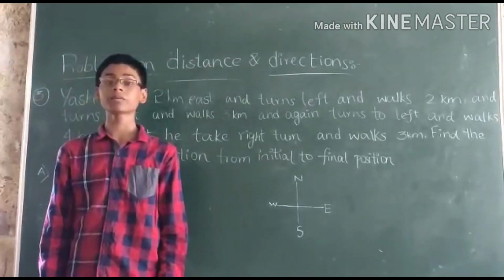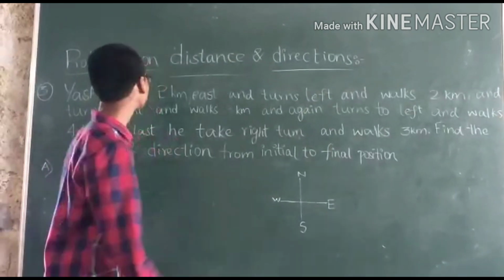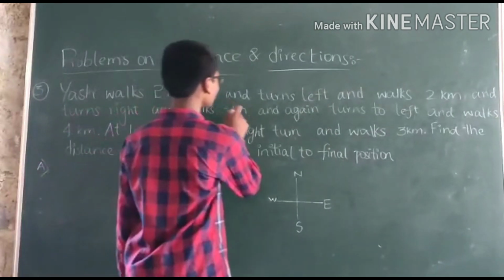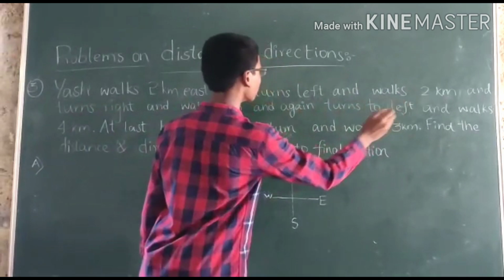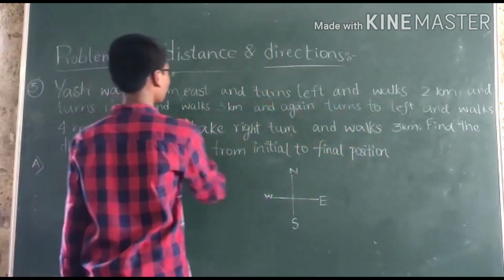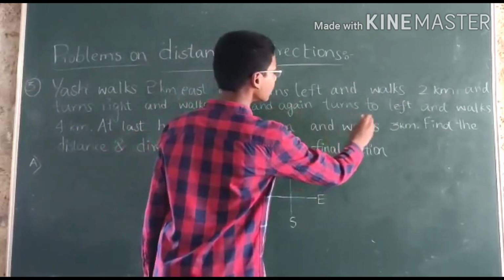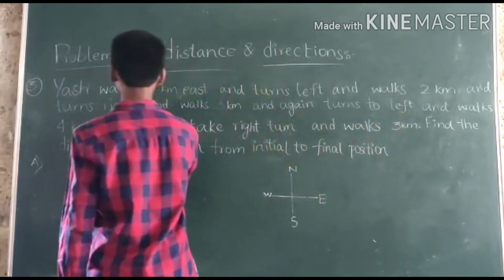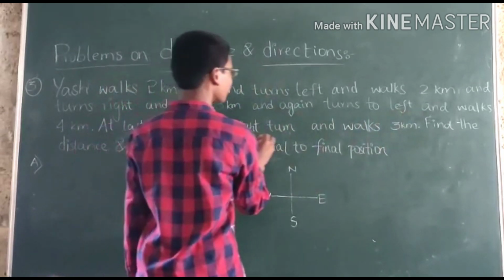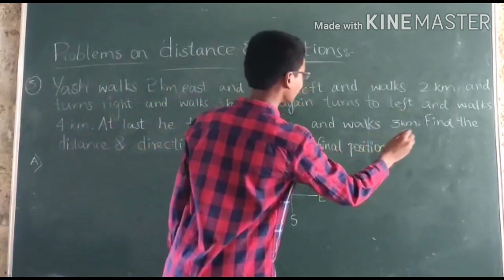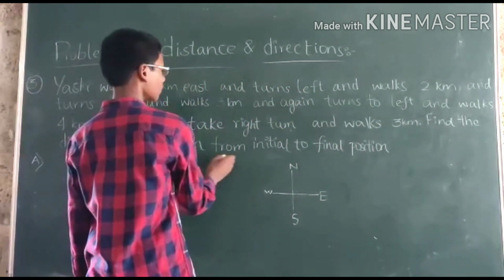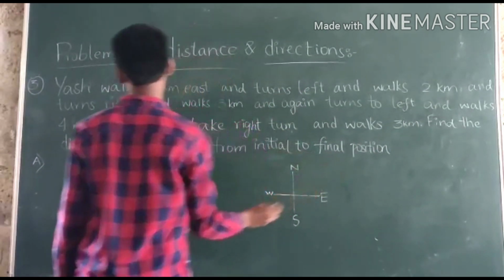Now let me explain some problems based on directions and distance. Yash walks 2 kilometers east and turns left and walks 2 kilometers and turns right and walks 3 kilometers and again turns to left and walks 4 kilometers. At last he takes right turn and walks 3 kilometers. Find the distance and direction from initial to final position.